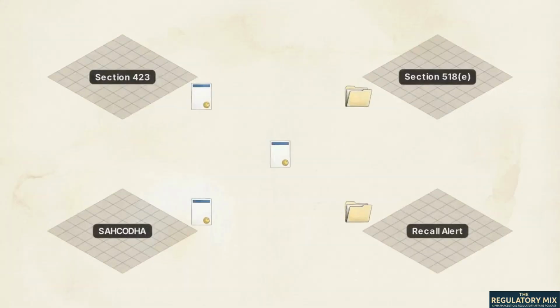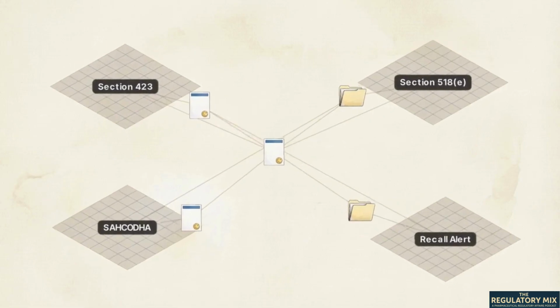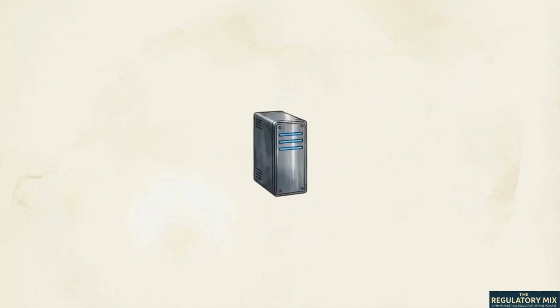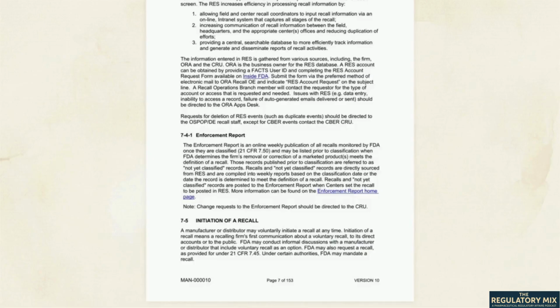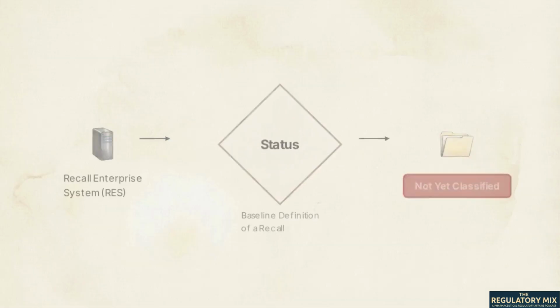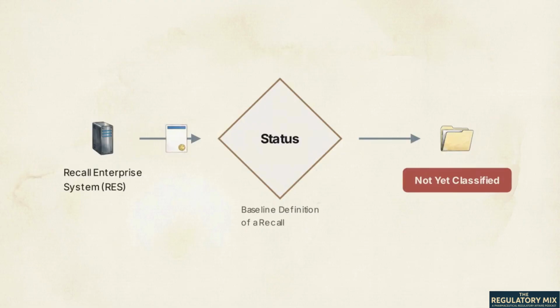All these internal legal machinations and matrix authorities eventually converge into a public-facing resolution. That resolution is the FDA enforcement report. This is where firm-initiated, requested, and mandated actions are all standardized and published weekly. The absolute condition for a recall appearing on this report is that the action must be processed through RES and formally classified by the FDA. Unclassified actions can still be listed publicly as not yet classified records if the agency determines the removal meets the baseline definition of a recall.